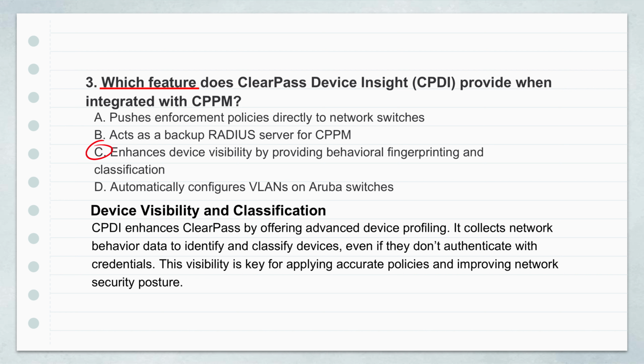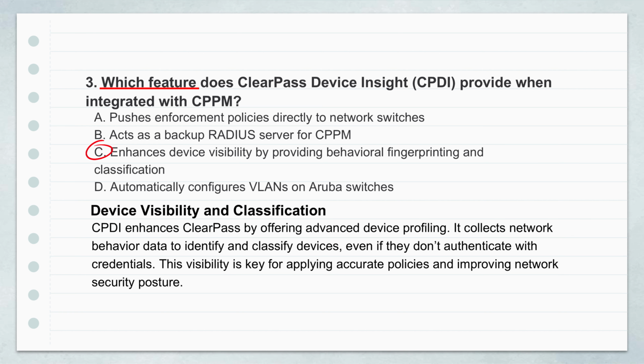Okay. And B, acting as a backup RADIUS server. Nope, that's not CPDI's job either. CPPM handles all the RADIUS functions. And D, configuring VLANs. Again, that's CPPM's enforcement role. CPPM assigns the VLAN based on the policy, but the intelligence to choose the right policy and the right VLAN can be significantly boosted by the insights from CPDI. So CPDI adds the deep who and what understanding, focusing on behavior, which lets CPPM do its job of controlling access much more effectively. You got it.